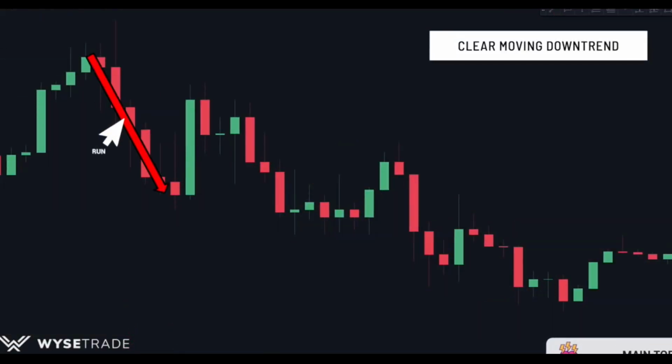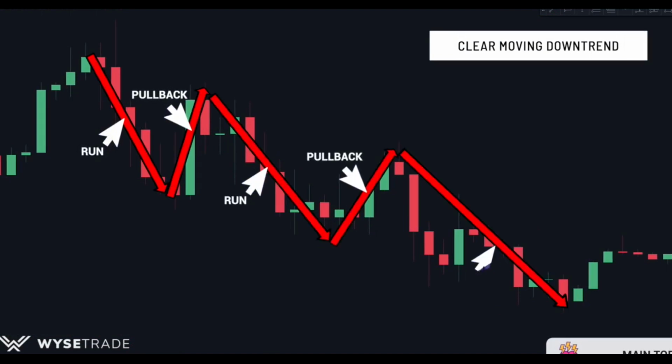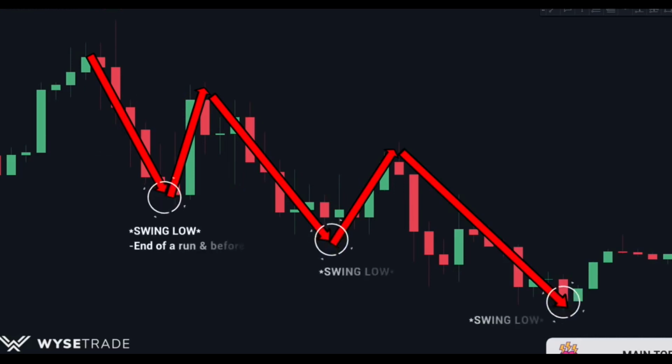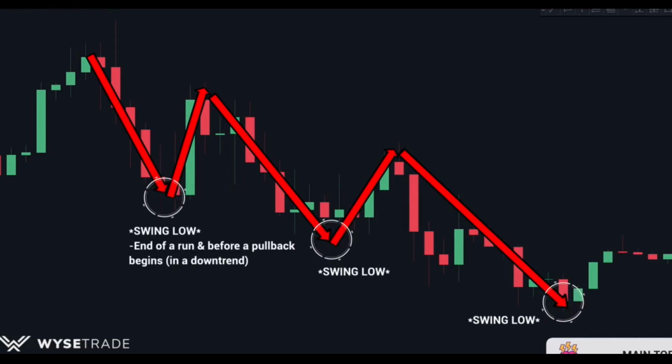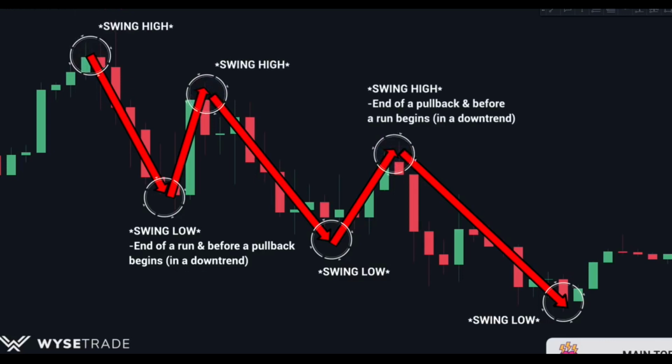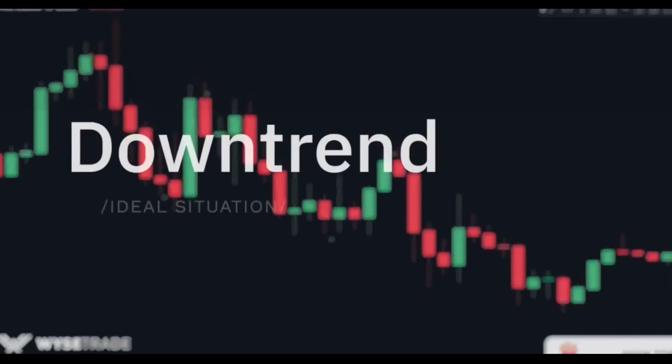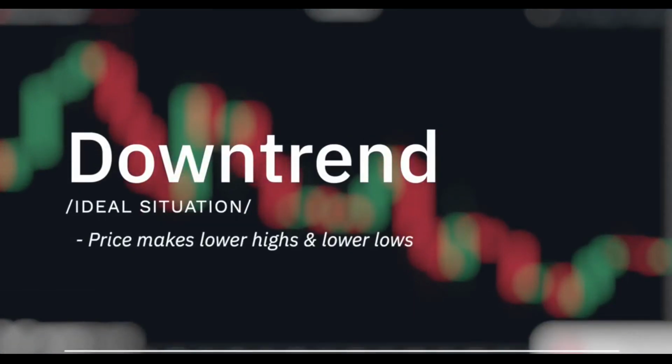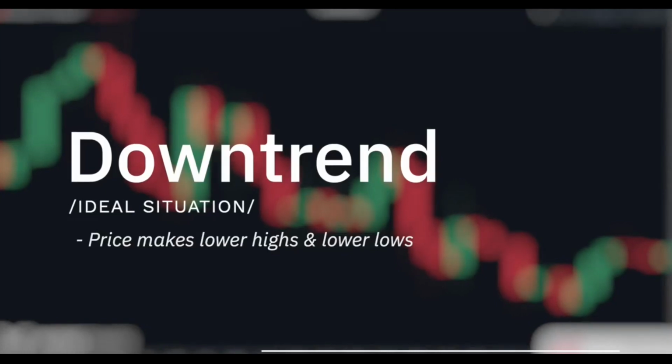We have a run, a pullback, a run, a pullback, and a run. At the bottom of each run, before the pullback begins, this is what we call a swing low. At the top of each pullback, before a run begins, this is what we call a swing high. So what this means is, in an ideal downtrend, price will be making lower highs and lower lows.